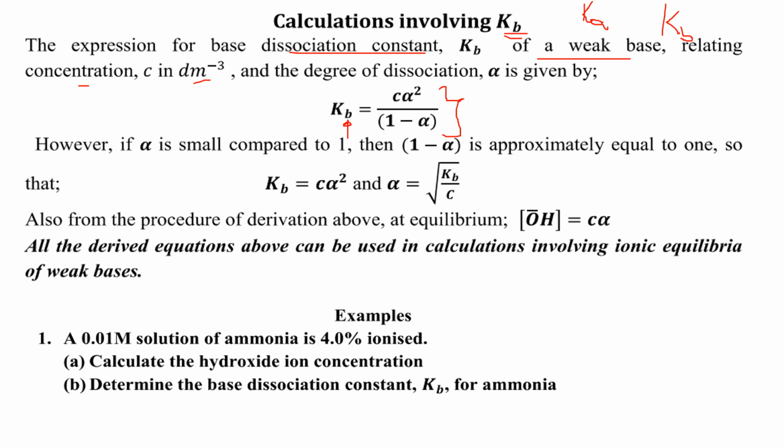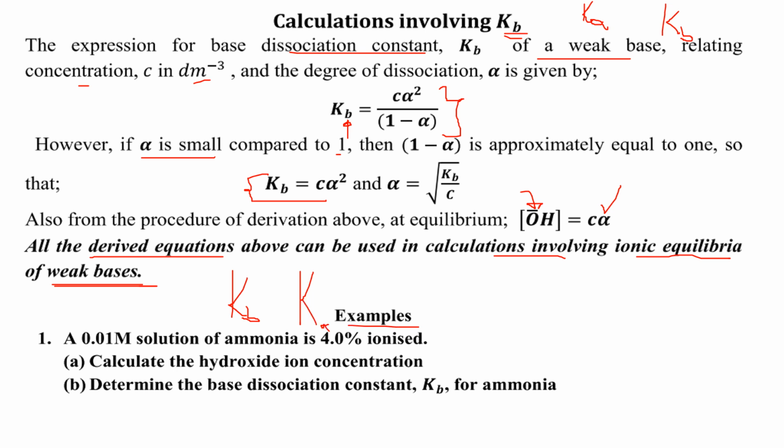And we are saying that, however, if alpha is small compared to 1, then we can make the same approximation. The principles are going to apply just like they apply for an acid. Instead of protons, we are going to have hydroxide ions equal to C alpha. Now, all the derived equations above can be used in calculations involving only the ionic equilibria of weak bases. This is very important. So whenever you say base, you are using Kb. Whenever they are talking about an acid, you are using Ka. That is very, very important.